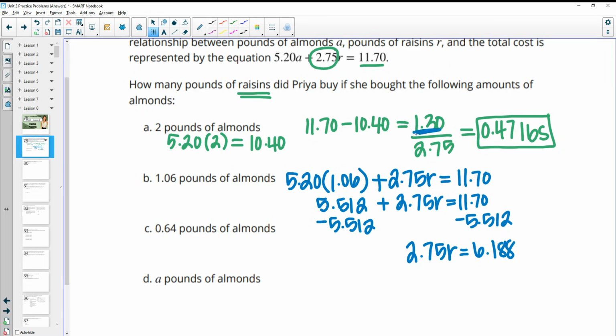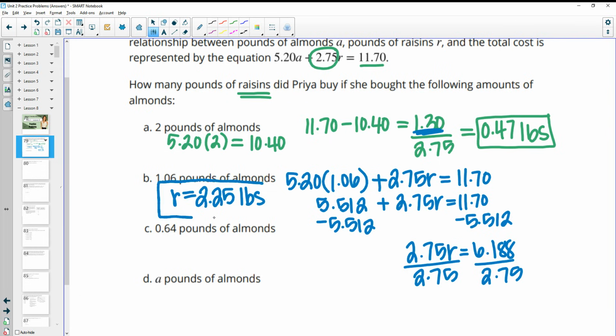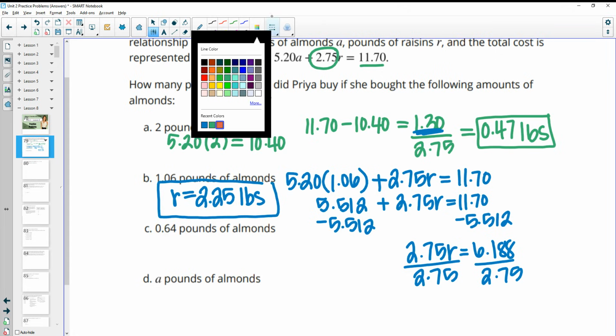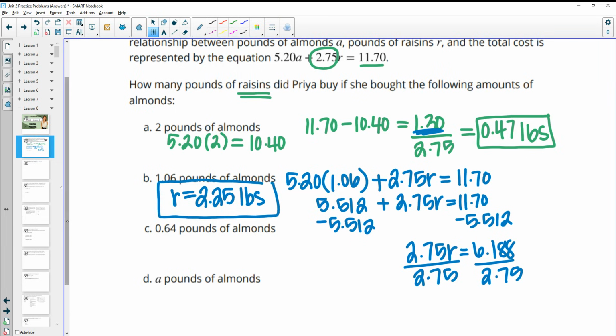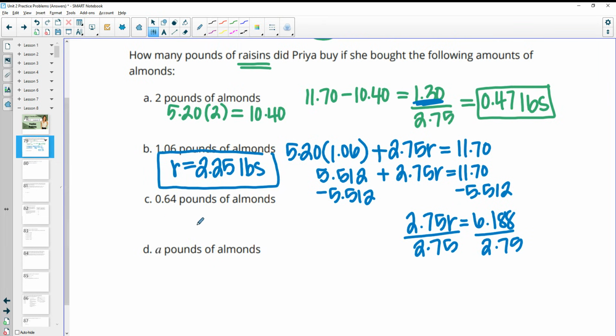So it's a similar idea. It's the same thing as what was here. Then we'll divide by 2.75, and that will get us that she got 2.25 pounds of raisins when she had 1.06 pounds of almonds. Whichever of those two methods feels like it makes the most sense to you is fine to do for your other ones. I'm going to just multiply this by 5.2.